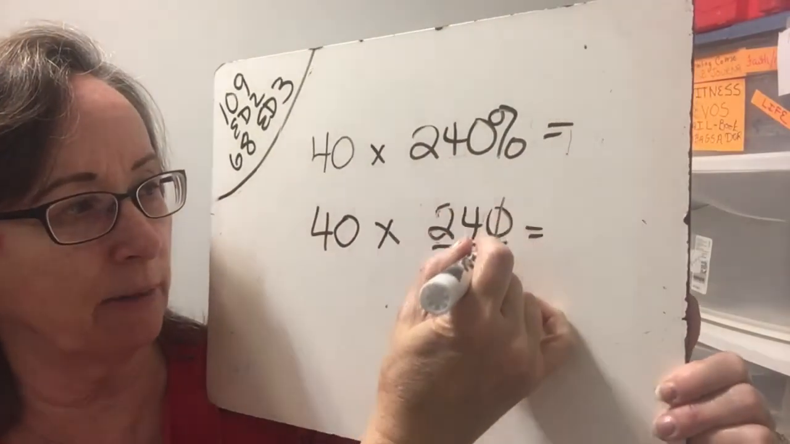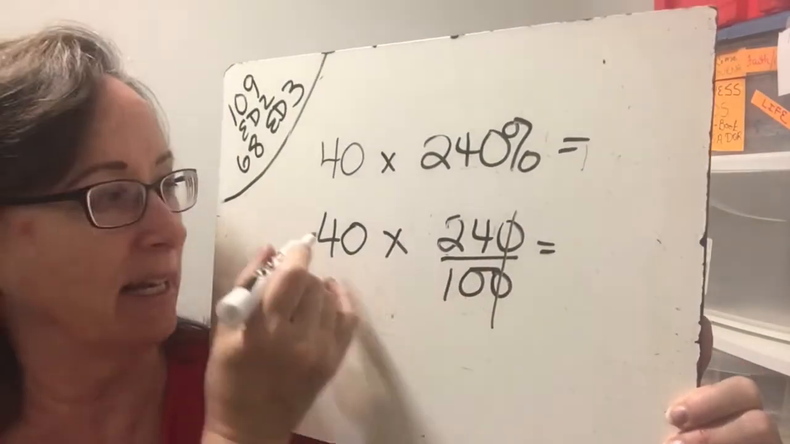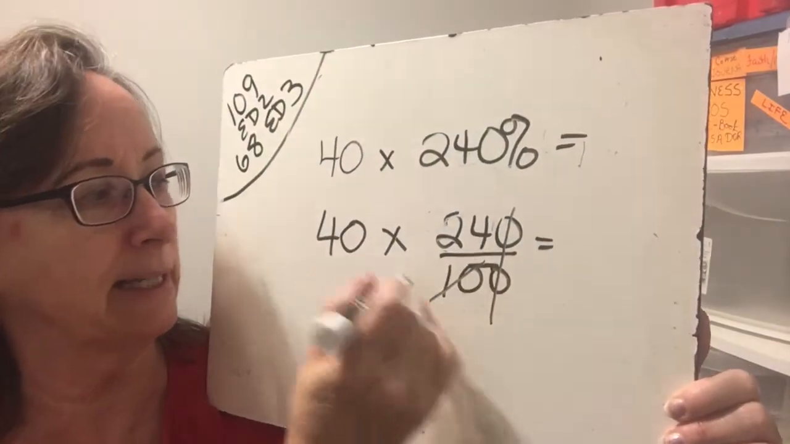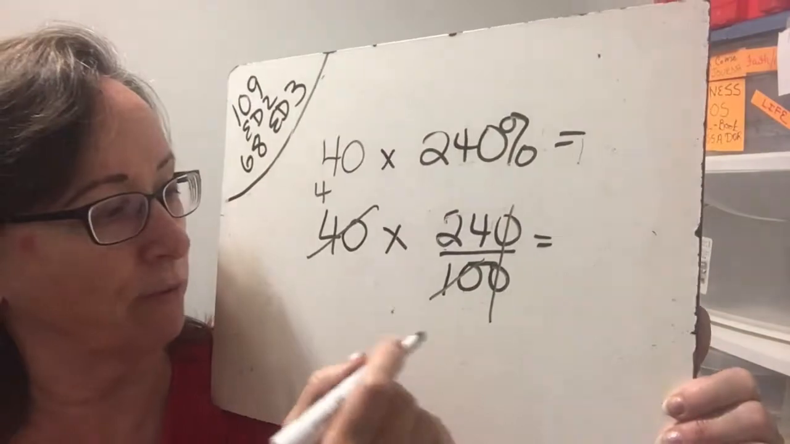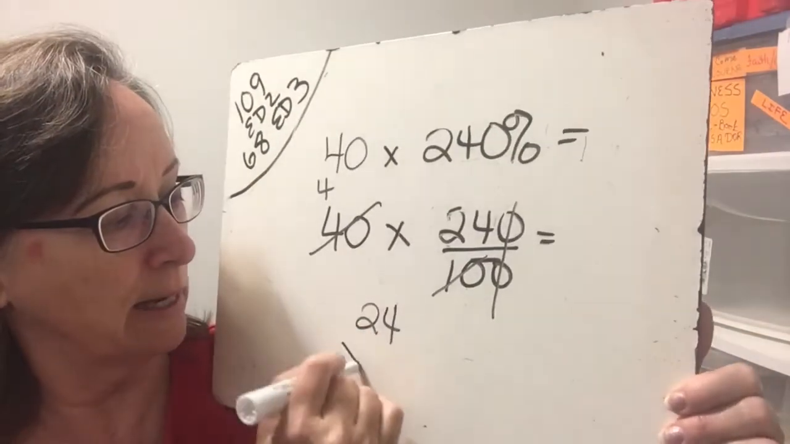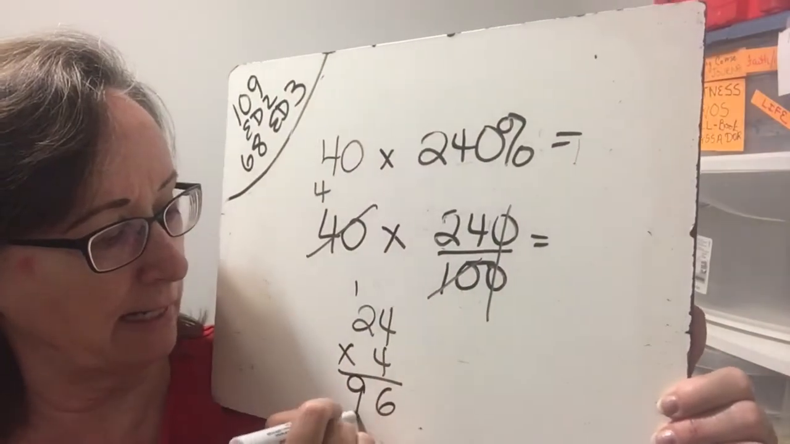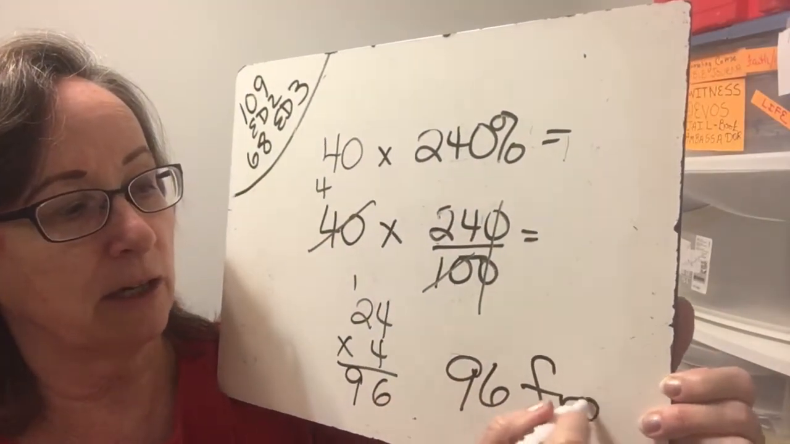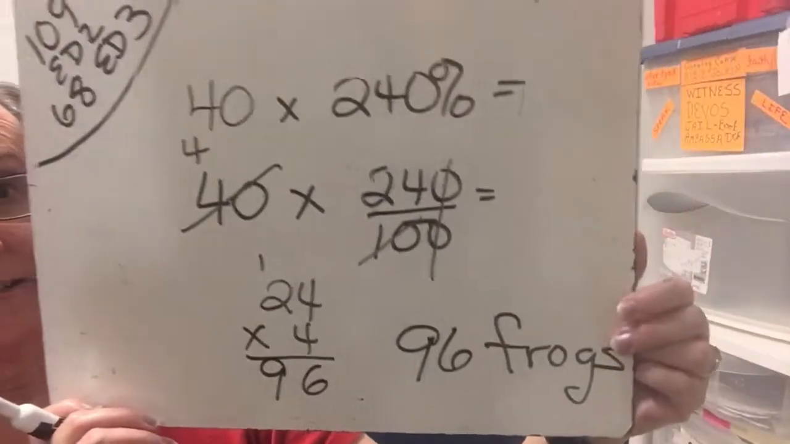Now look what I can do. I can cancel the zeros right there. Then I have a 10 to cancel with the 40, so we cancel the remaining 10 with the 40. I end up with 4 times 24. And 24 times 4 is 16 carry 96. So 96 frogs could be seen after the fog cleared.